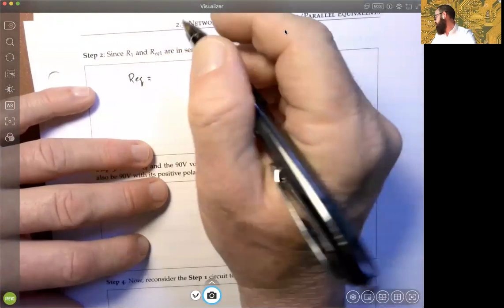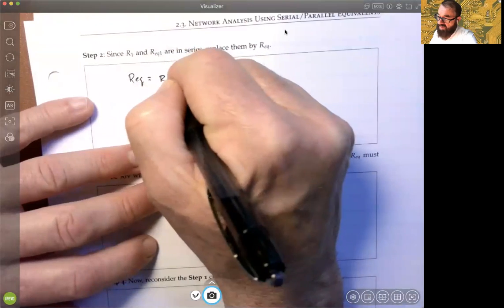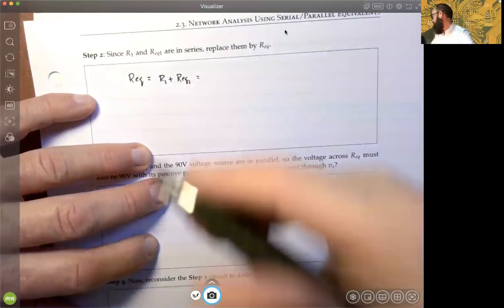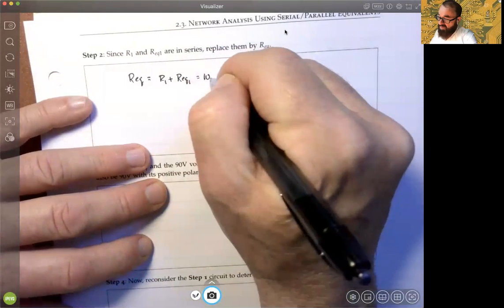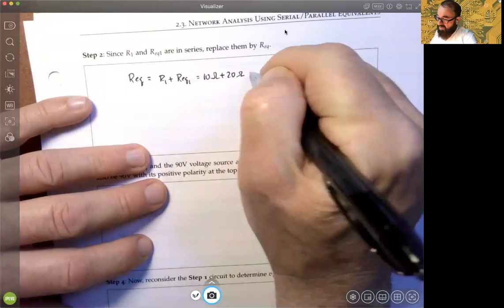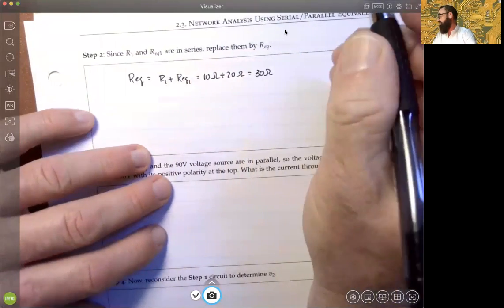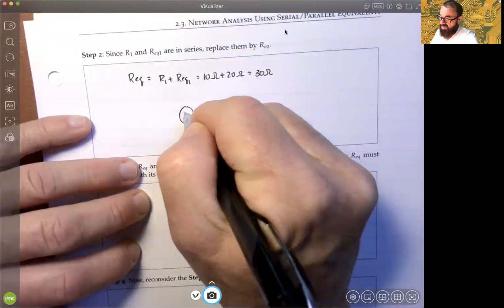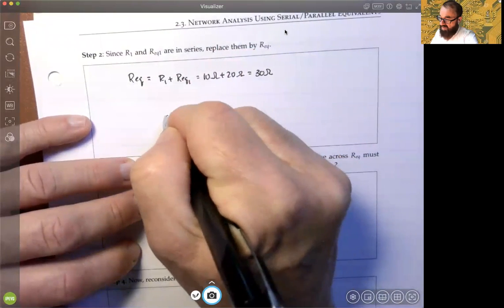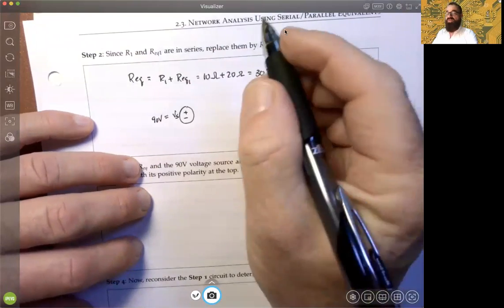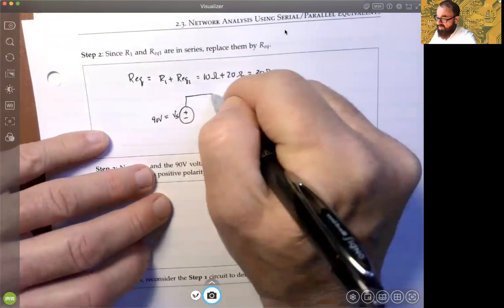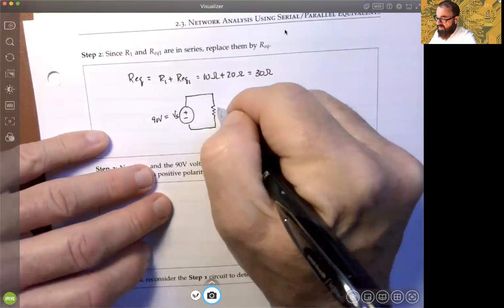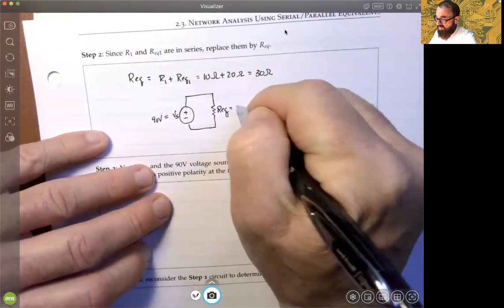So in this case, we're going to sum the two, so it's going to be R1 plus REQ1, and of course it's 10 and 20, so we have 10 ohms plus 20 ohms gives us a grand total of 30 ohms. And we'll go ahead and redraw it, just so that we have the reduced form here. A 90 volt voltage source is simply being connected to an equivalent resistance, which we call REQ of 30 ohms, okay?